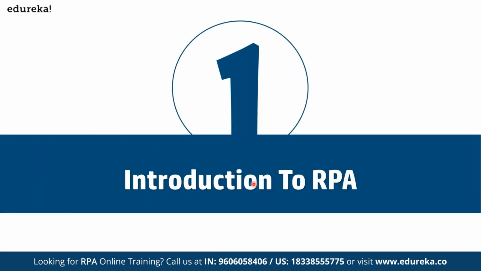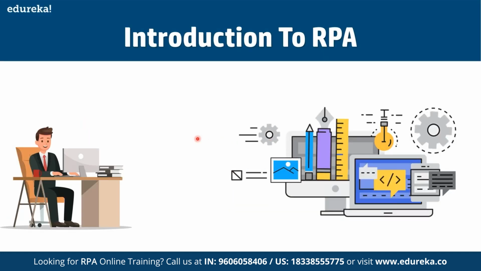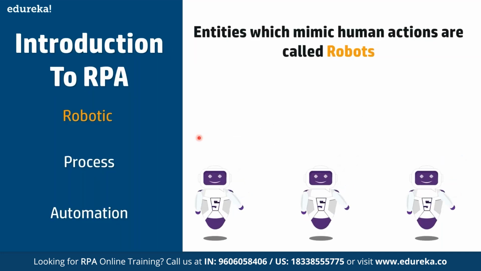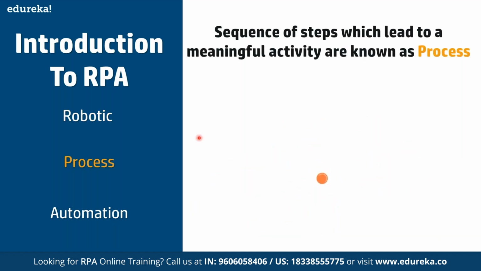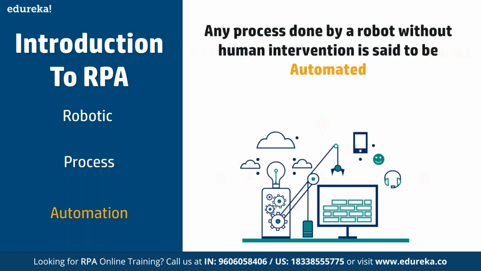All right, let us start with the basic understanding of what exactly robotic process automation is. So what is RPA really? Robotic: any entity which is able to mimic human actions is what we call a robot. Then, what do we understand by a process? A sequence of steps which lead to a meaningful activity is what we call a process. And automation: when any process is done by a robot without human intervention, it is said to be automated. This is what we call robotic process automation.